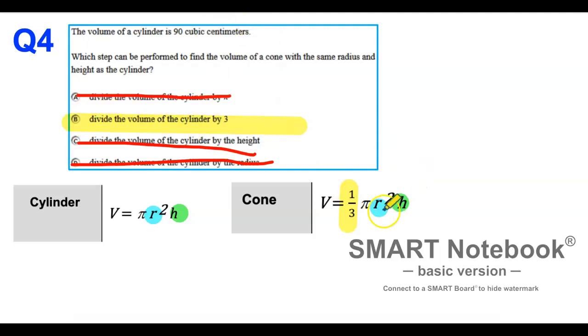Divide the volume of the cylinder by 3. So if you have a cylinder and a cone with the same radius and the same height, and you know the volume of a cylinder, you can divide that by 3 to find the volume of the cone.